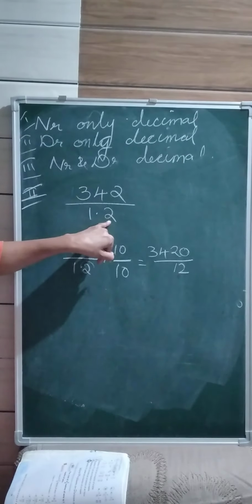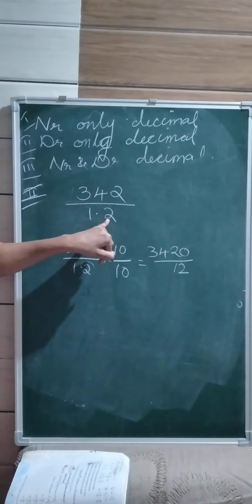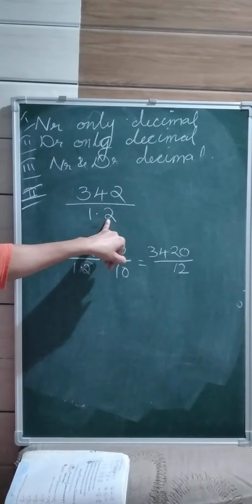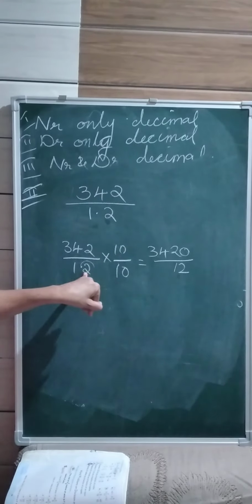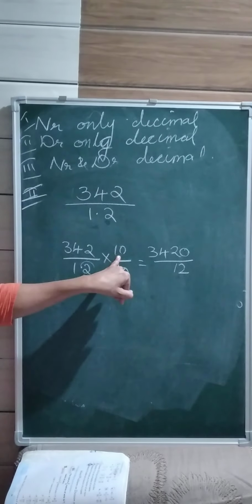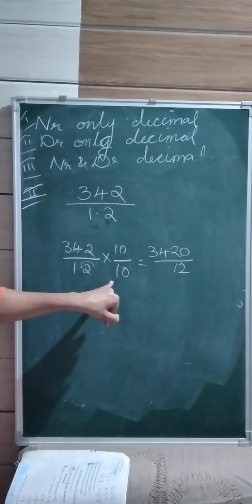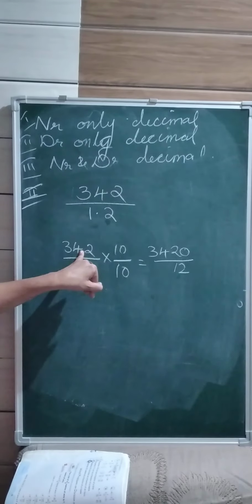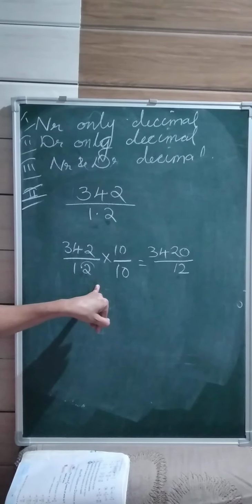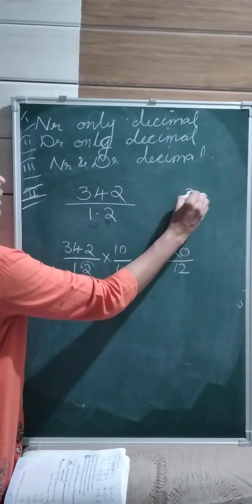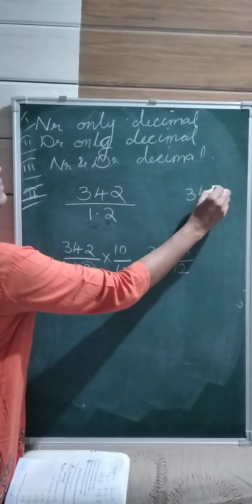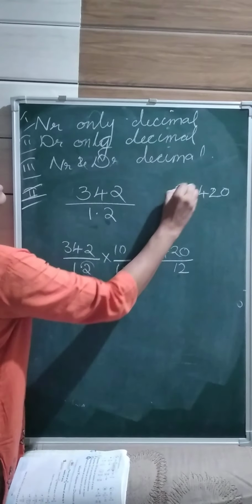So count the decimal digits. How many decimal digits are in the denominator? That many zeros we need. Here one digit, so 1 0, number 10. We multiply and divide, that means multiply the numerator and multiply the denominator. The number will look like this. Now we can do the normal division for this number.